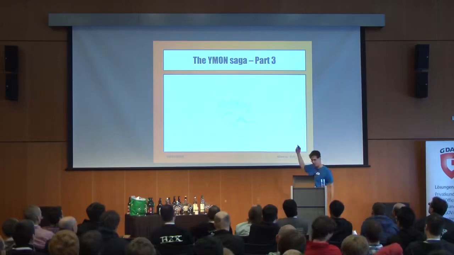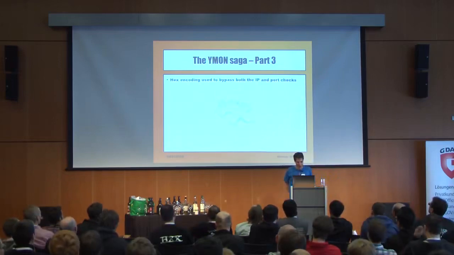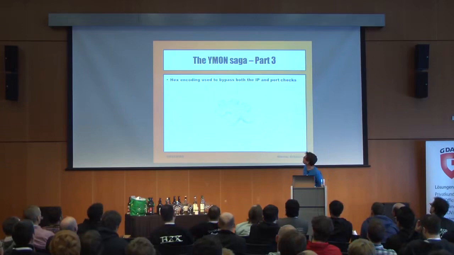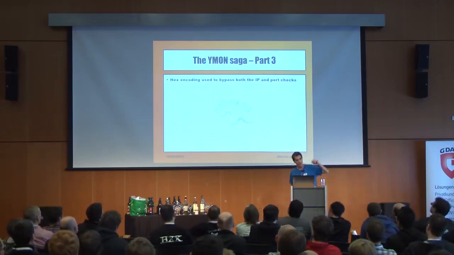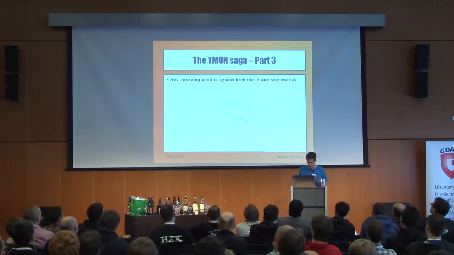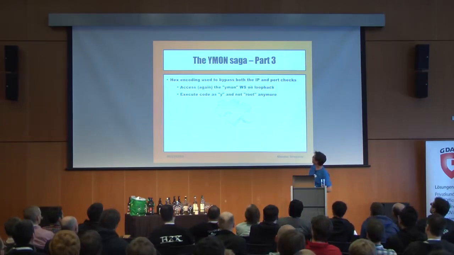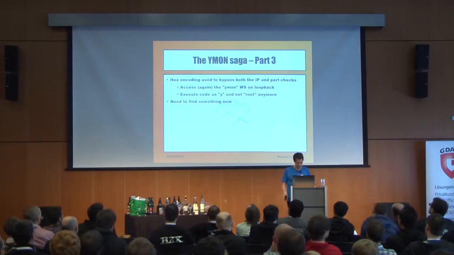Okay, and then part 3, because it's very long. So I found a bypass, and using X encoding, I bypass both the IP and port check. I have no idea how it's possible. Probably an exception was raised or something. And so I did it again, but the web service is now running as user Y and not root anymore. So I want a root shell.